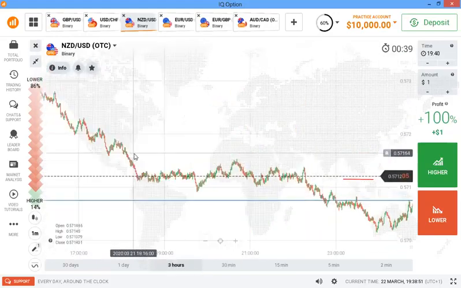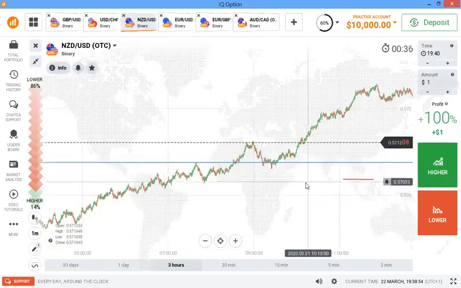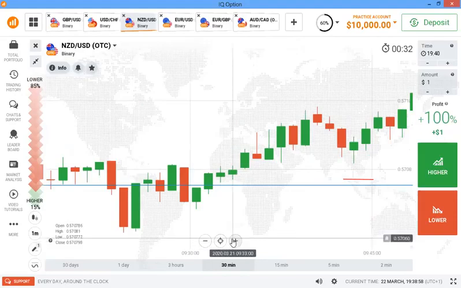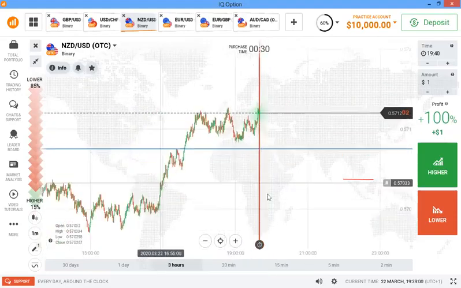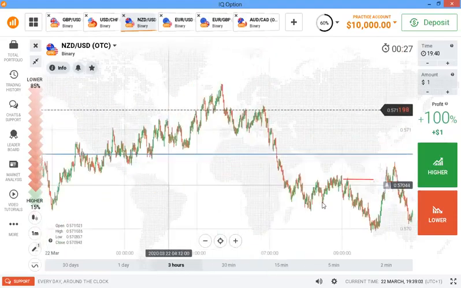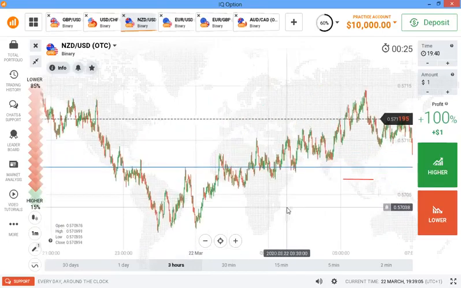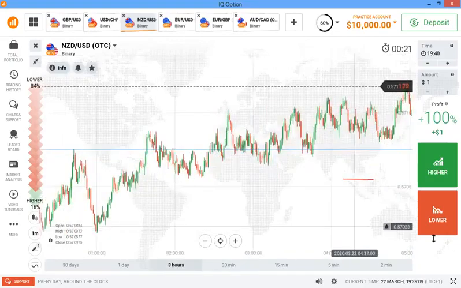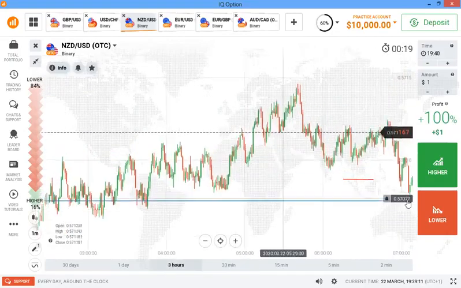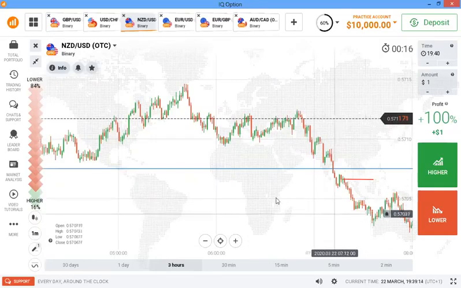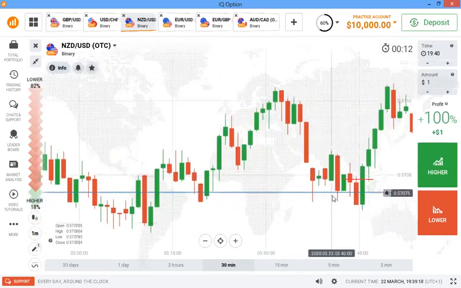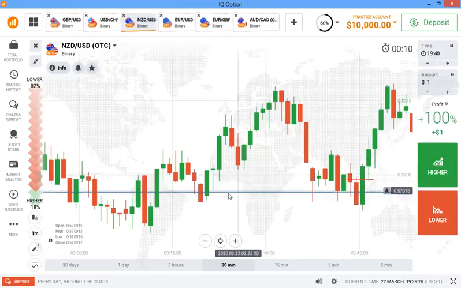So you can see it's a strong level. That means you should consider this level. You should consider this as a level. Even though you place a line here, there's still a level.